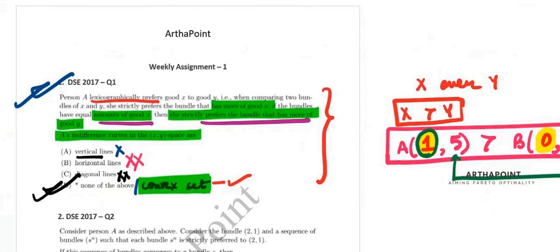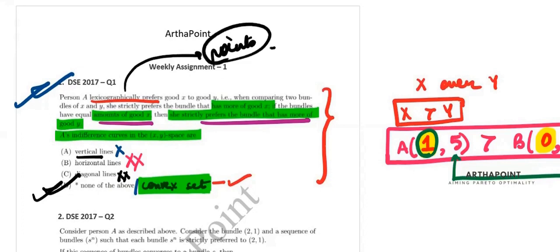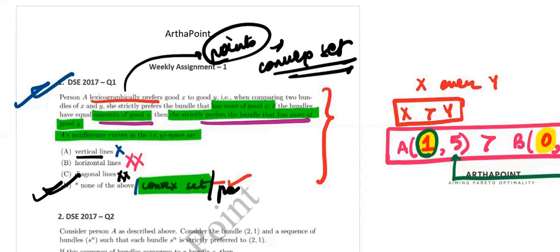Actually, lexicographic preferences are just points. Each point in itself is a convex set. So we can have the answer as point, we can have the answer as convex set, or we can have the answer as none of the above.